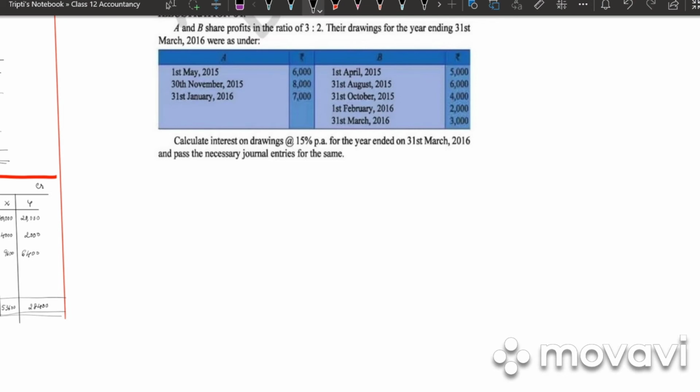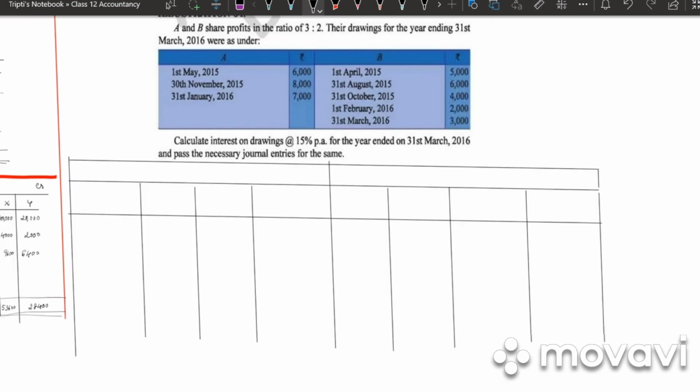So let's start the problem. Because they have given us two partners, we will be having two sides, that is partner A, partner B, and we will be having the normal columns which we have for the product method, that is date, amount, period and product. Again we will have date, amount, period and product. So first for A, what is the date? They have given us 1st May, amount is 6,000.